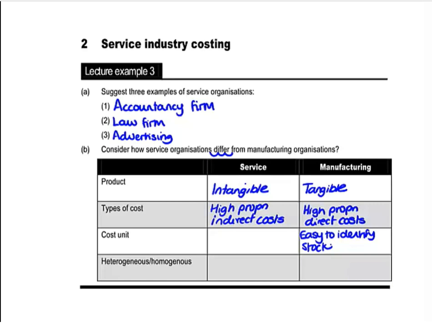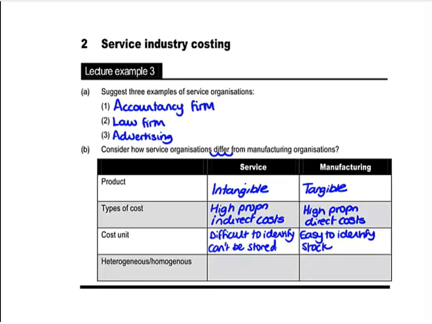With a service then, it's very difficult to identify what the service is. Is it an hour of accountancy time? Is it assigned accounts? Also, it can't be stored. So you can't build up stocks when you're going to be busier. You have to deliver it at the same time as the consumer consumes it.